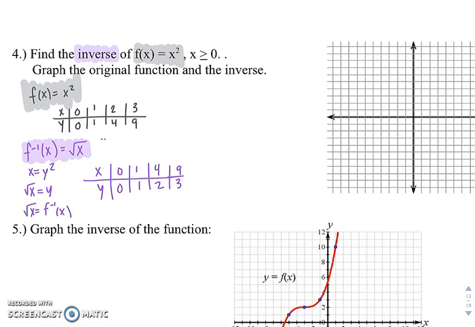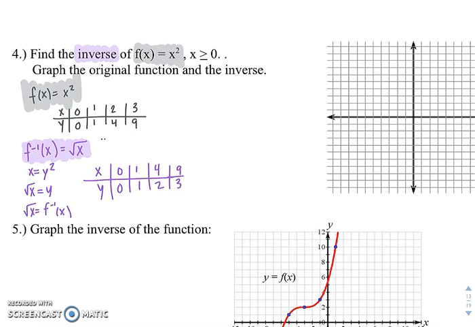So in this example, it asks us to find the inverse of the function f of x equals x squared, given that x is greater than or equal to 0. So it's restricting that domain. It wants us to graph the original one, which is gray, and then the inverse, which is the purple.